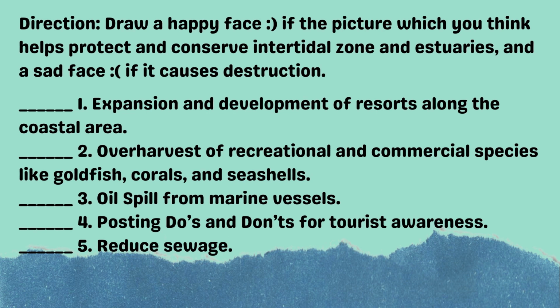Task 2. Direction. Draw a happy face if the picture helps protect and preserve the intertidal zone and estuaries, and a sad face if it causes destruction. Letter A. Expansion and development of resorts along the coastal area. Happy or sad? Letter B. Overharvest of recreational and commercial species like goldfish, corals, and seashells.